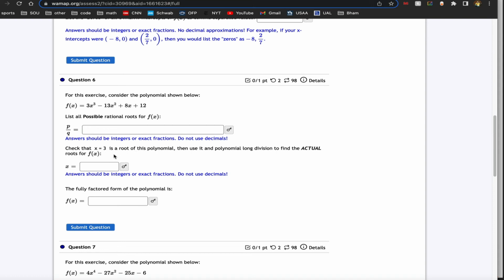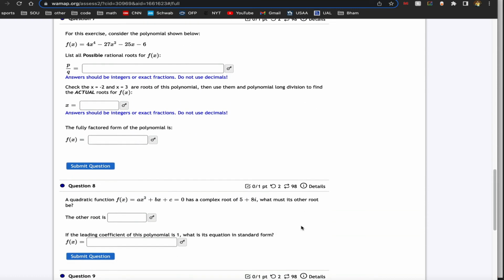X equals 3 is a root, so x minus 3 is a factor. Dividing by x minus 3 will leave you with the quadratic polynomial. There's the x minus 3, and the quadratic will be factored as 3x plus 2 times x minus 2. With these specific numbers, if you're really lucky, you'll see these same numbers. Probably won't. But maybe you can do something similar for question 6.